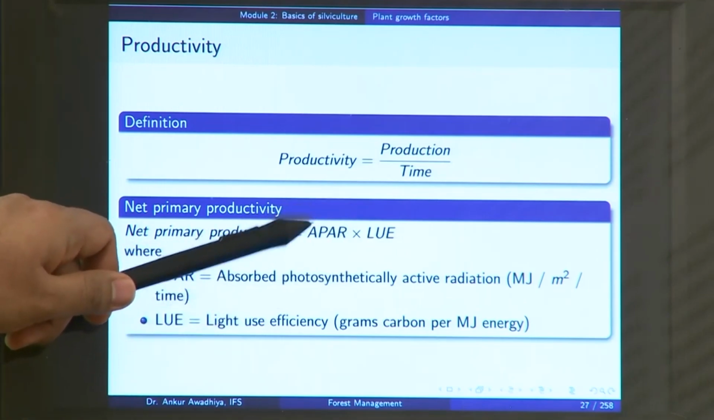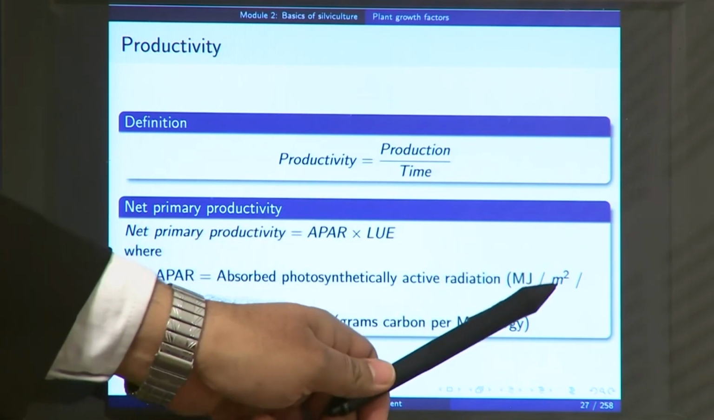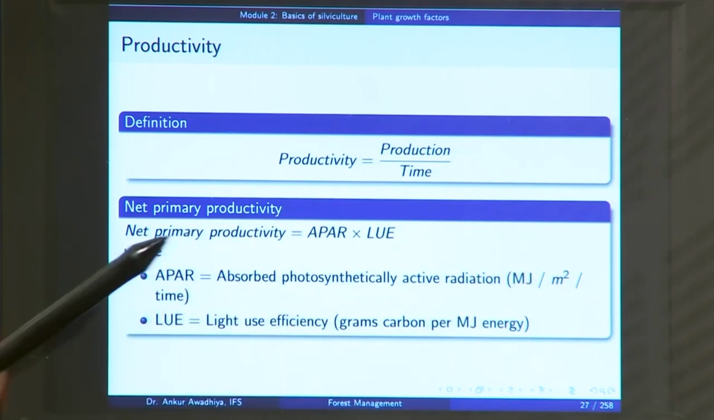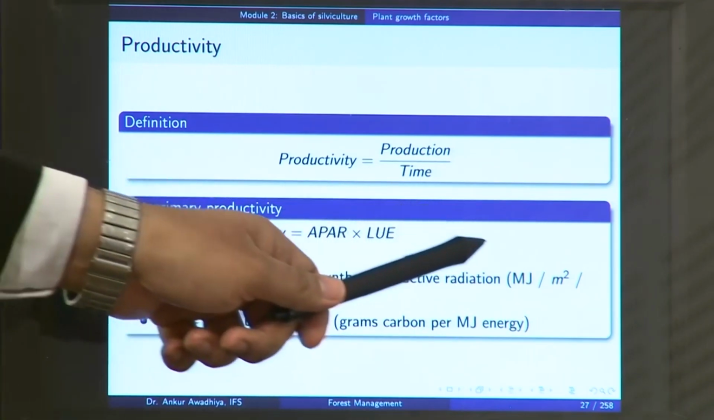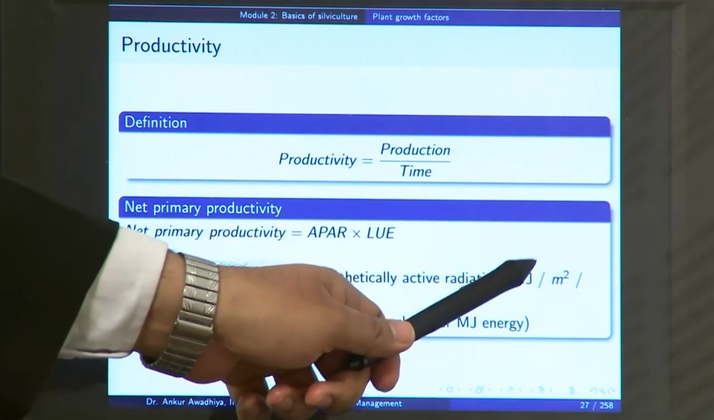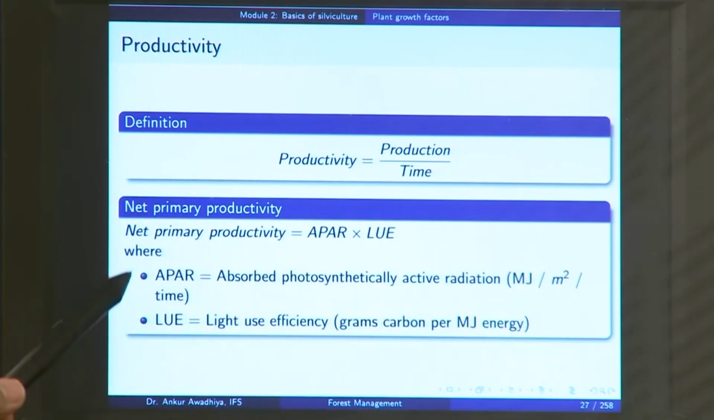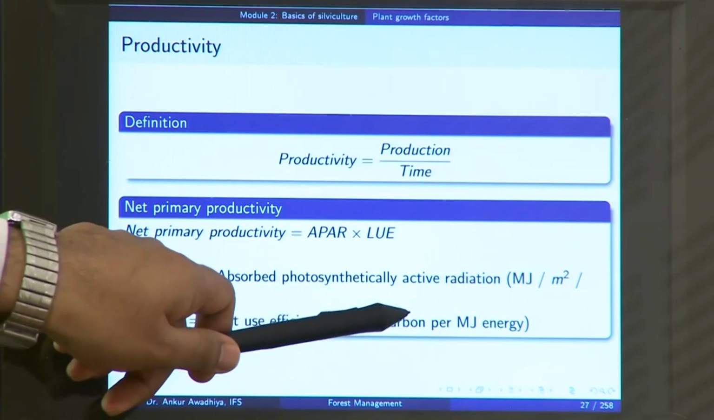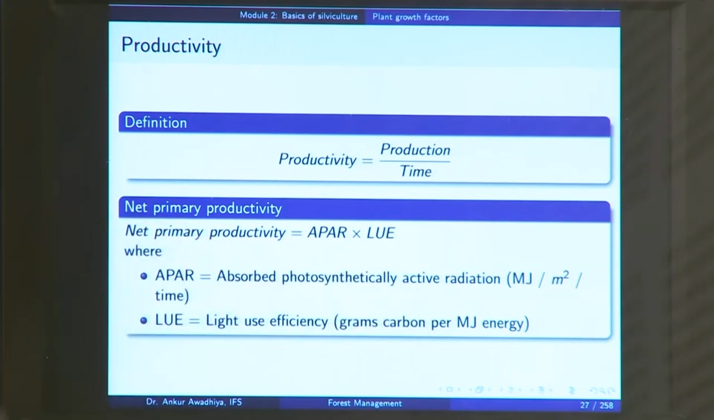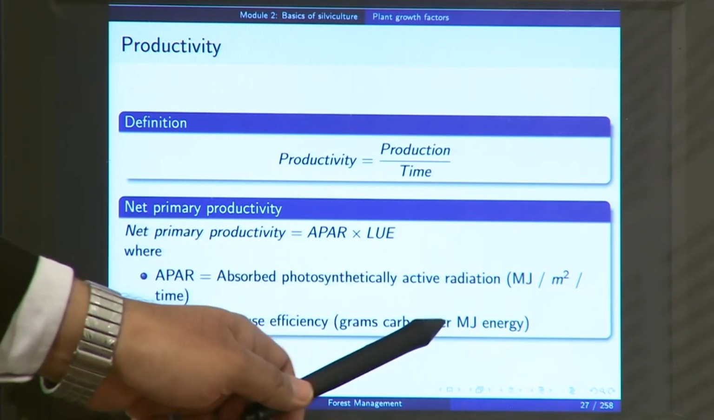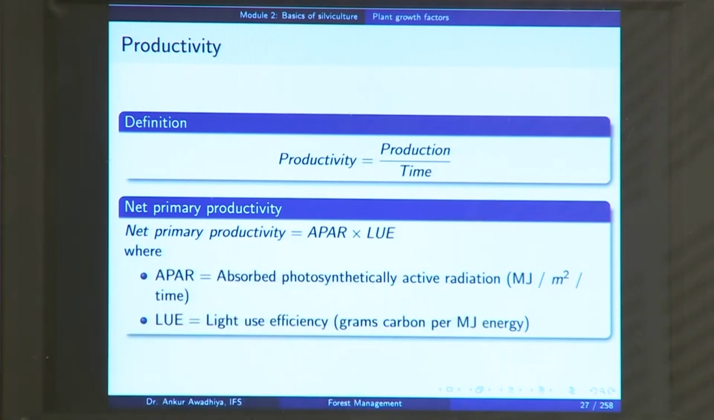Now, APAR is represented as megajoules per square meter per unit time. So, this is the amount of energy that is being absorbed per square meter per unit of time, and light use efficiency is given as grams of carbon that is converted or fixed per megajoule of energy that the plant is getting.